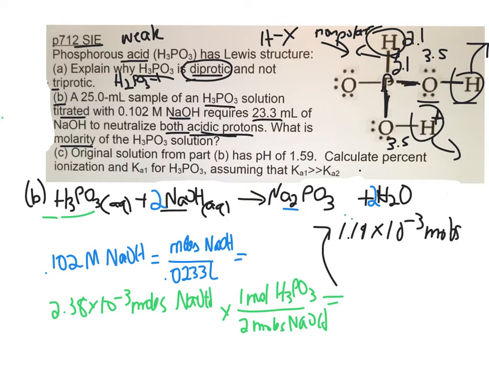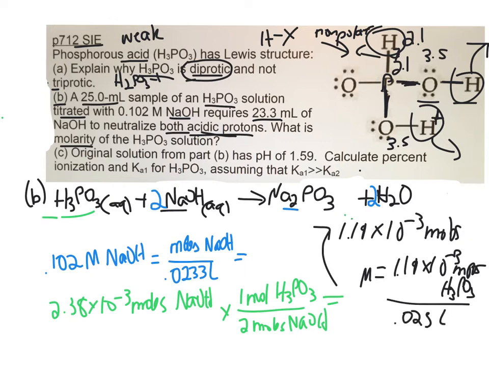But you know that in this case, you have a 25 milliliter sample of H3PO3, so this is pretty easy then. If they're asking you what the molarity or concentration is, now you could set it up as big M equals 1.19 times 10 to the negative 3 moles of H3PO3 divided by 25 divided by 1,000, 0.025 liters, and you get a concentration of 0.0475 big M for H3PO3.